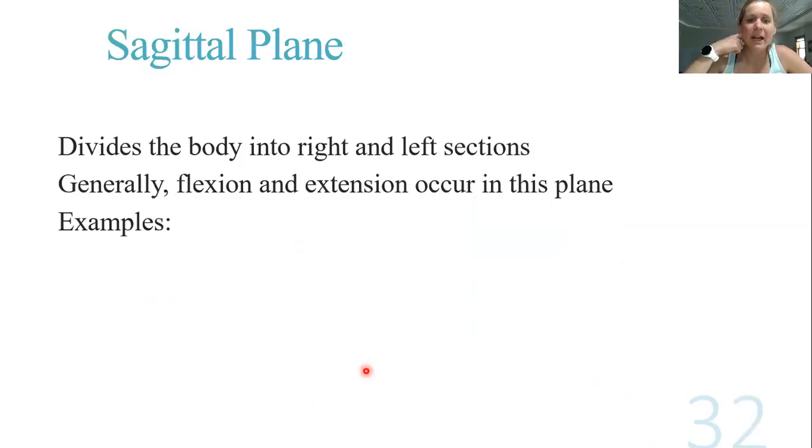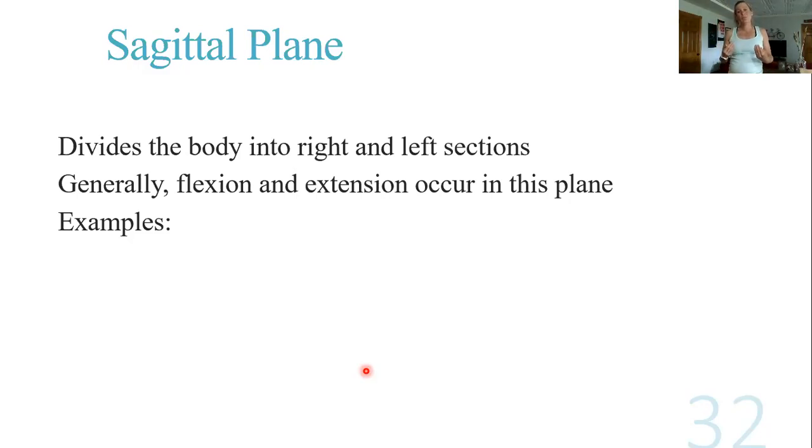Okay, so again, the sagittal plane divides our body into a right and left section. Generally, flexion and extension occur in this plane. Again, we'll go over this tomorrow, but I do want to stand up and give you some examples now, so I hope you have your video on. Imagine that you had a plane that cut you into a right and left.